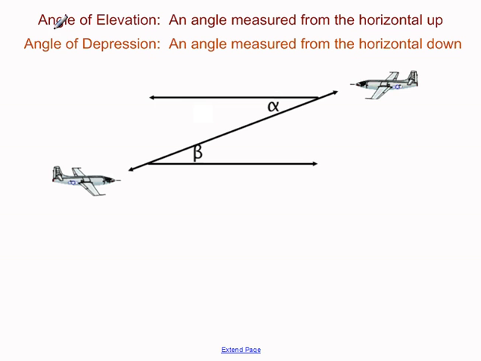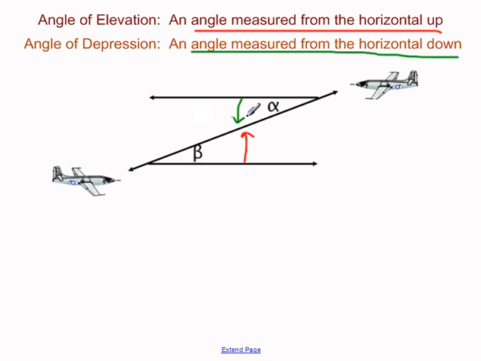So angle of elevation, pretty simple definition. It's an angle measure that's measured from the horizontal up. Depression, horizontal down. It makes sense, elevation meaning that you're elevating to go up. Depression means it's going down. So in this case, if you're looking at this example, B here, or beta, that's an angle of elevation. Alpha here, that's an angle of depression. This is being measured starting at the horizontal and going down.